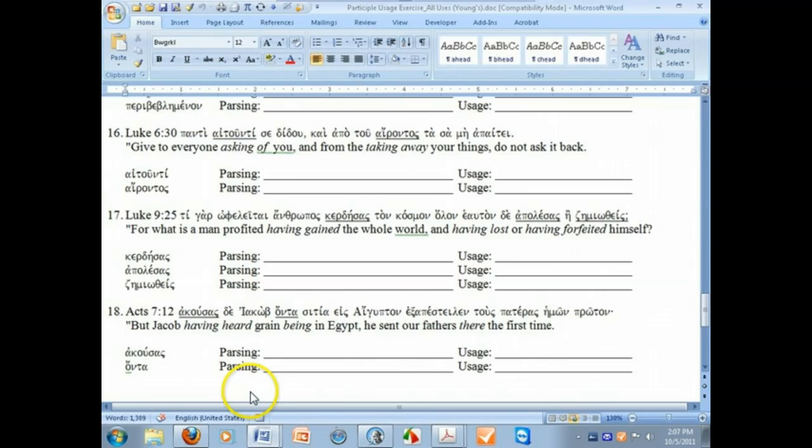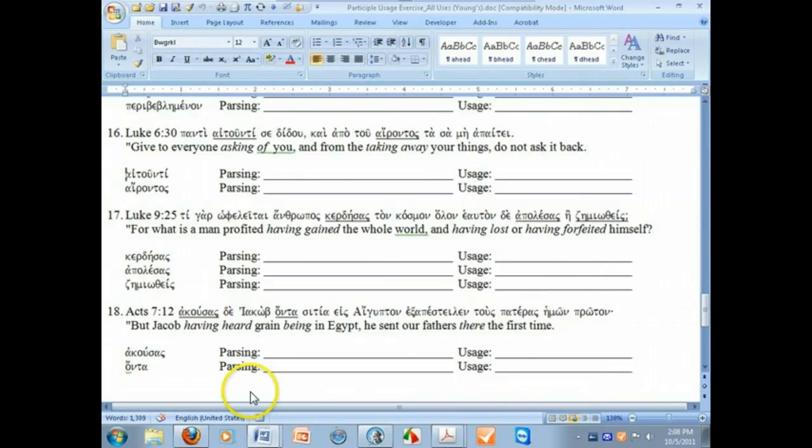It's got to be neuter, plural. Accusative, neuter, plural, accusative. How did you tell which one? I have both. I don't know which one to choose. Is the reason why you chose grain a singular plural?